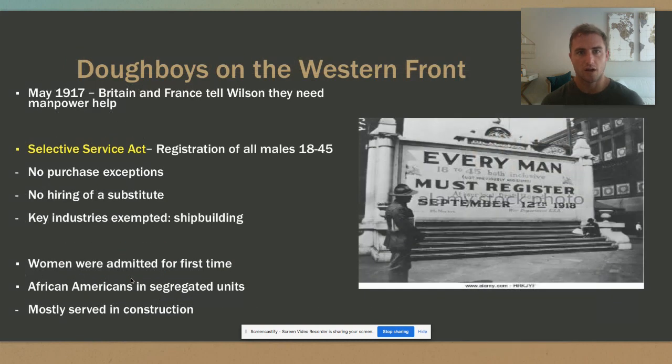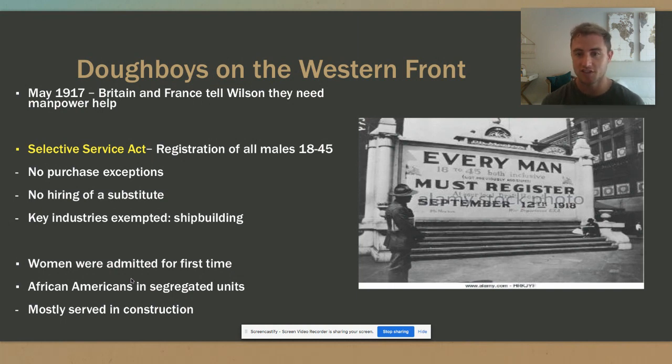Okay, here we go. So the draft. So the Selective Service Act, Wilson was against it, but began to see it as a necessary part of the war. We have males 18 to 45 having to register for the Selective Service Act and then could be drafted. This, and World War II, are the fairest drafts in history.